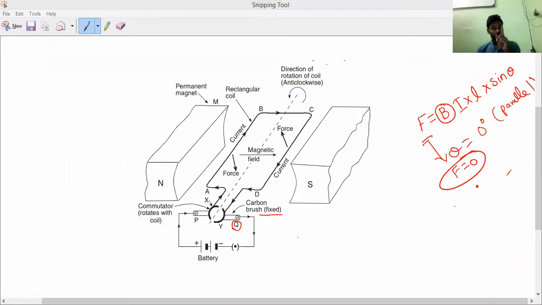So only one commutator will touch a carbon brush at one time. If you take the P carbon brush, first only the X commutator will touch. Once the X commutator is over, it will keep rotating, so that the Y commutator will come and touch P. After that, again X will come and touch. Like that, continuously, one after one, they will touch. At a time, two commutators cannot touch any carbon brush. That is what you need to remember. So now this is all about the construction of the electric motor. If anybody has any doubt, you can ask me.